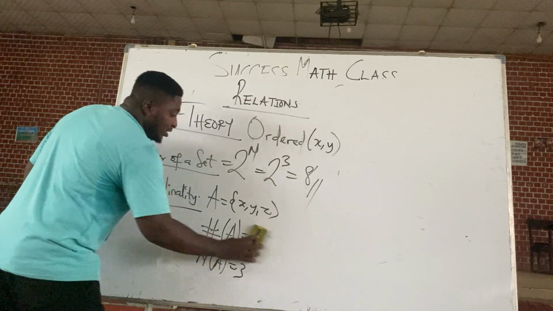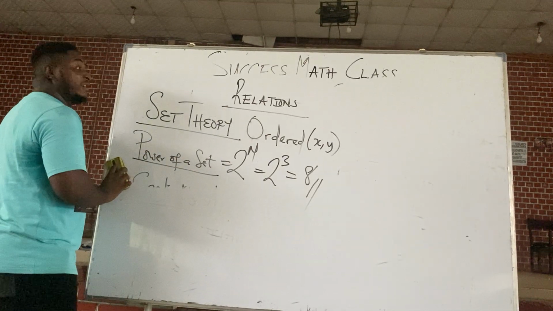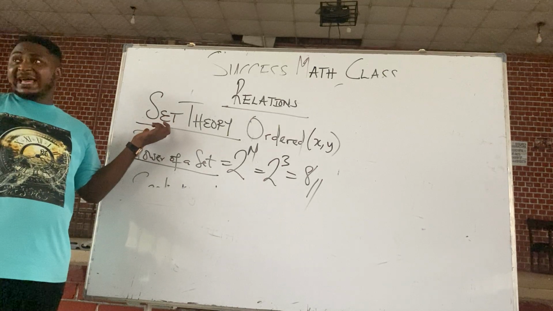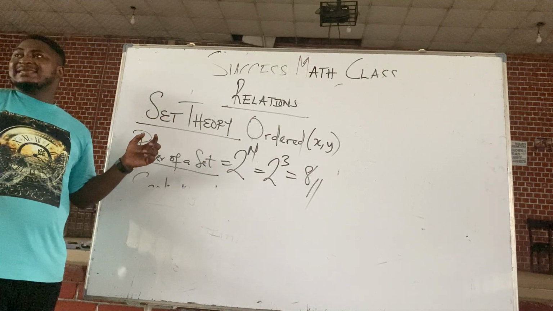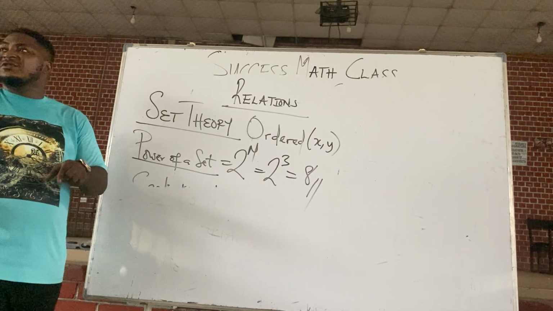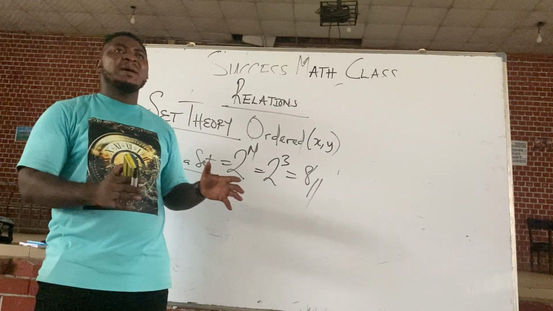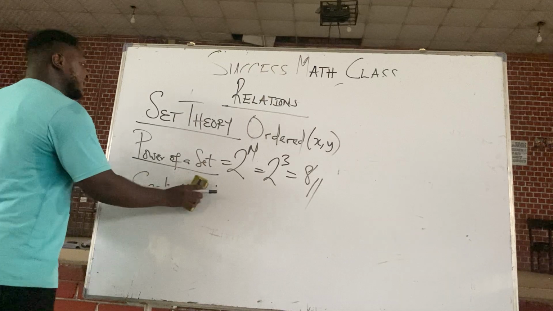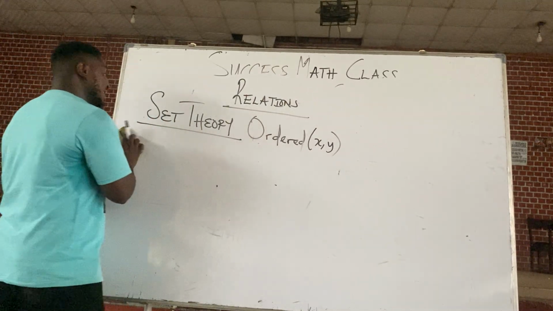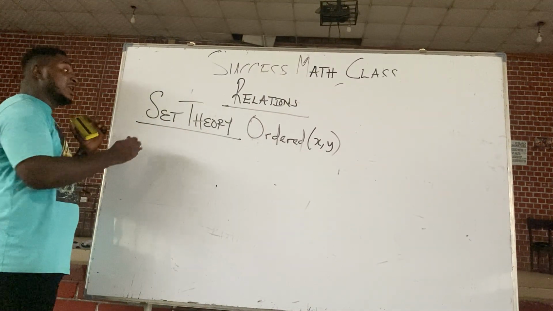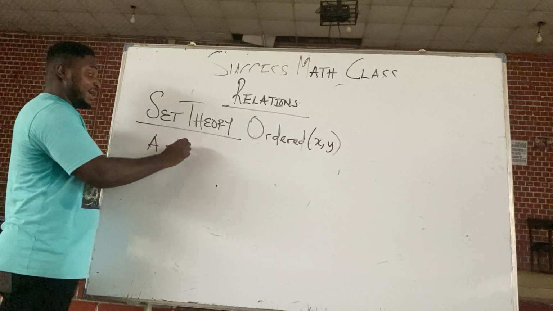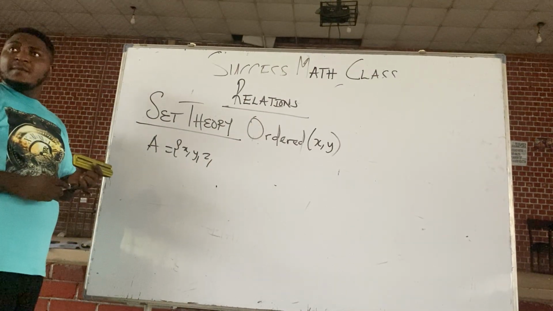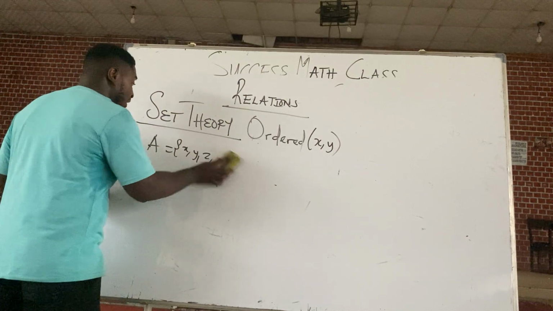Now, class, if you notice the definition of relation, a relation is a set. That's what brought me to set. A relation is a type of set, but in a relation, the members of the set are arranged in pairs. Unlike a normal set, where members are listed normally, like x, y, z, in a relation the members are arranged in pairs.